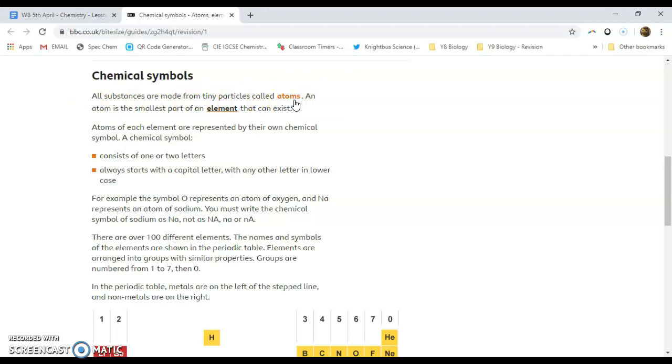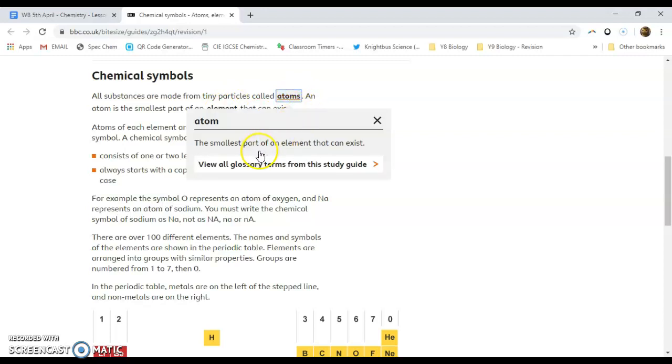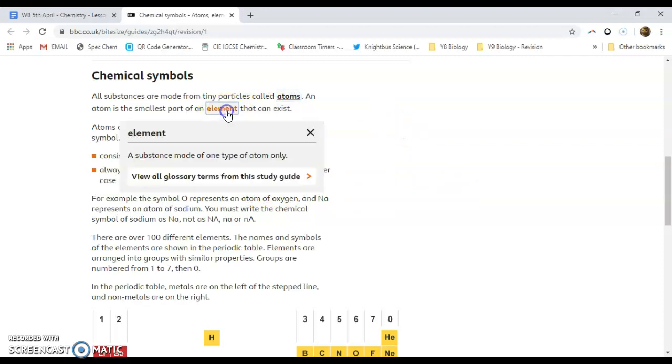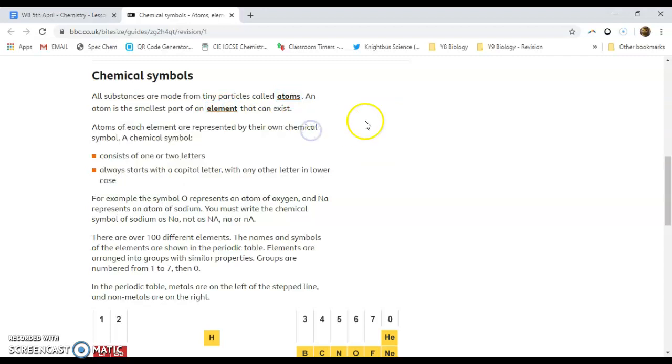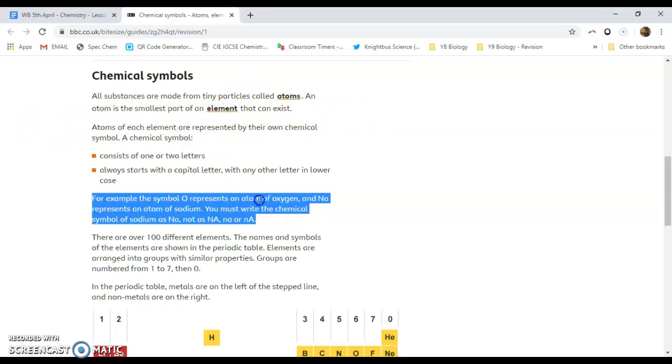Now, if you do forget what any of these terms in bold are, the great thing is that all you need to do is just click on the glossary term and it will come up with the smallest part of an element that can exist. It's called an atom. You can do the same for element and you could revise those terms as well. And you'll need to know what those 2 terms mean, especially when it starts talking about atoms everywhere else.